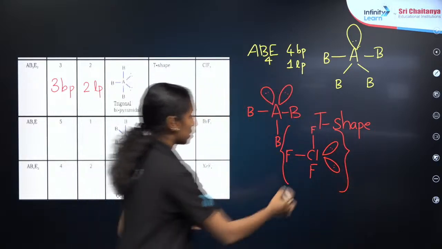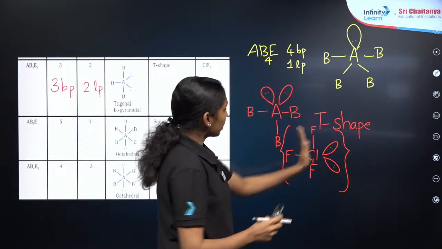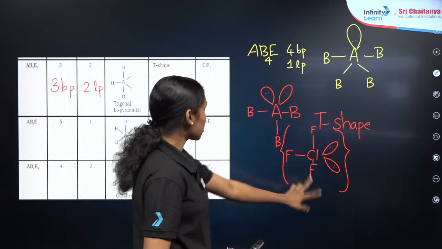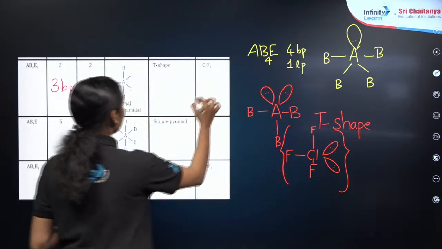You can draw this structure like this also, and it again looks like a T shape, so we will call this shape a T shape. Clear?